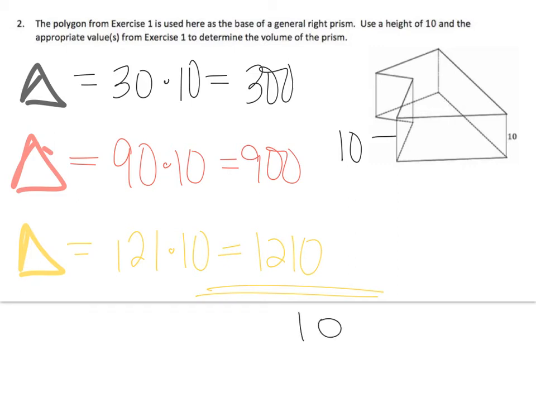9, 10, 11, 12, 13, 14, 4,000, I'm off, 2,000, oh for goodness sakes.